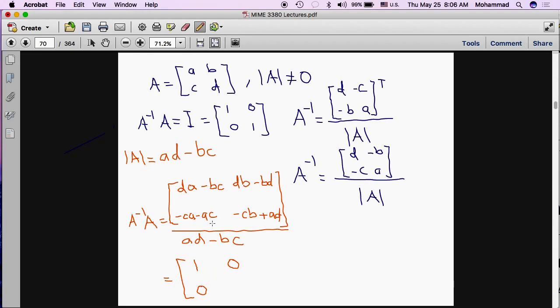Of course not. Let me see if we made a mistake here. Because minus CA minus AC is not 0. So let's go to row 2, column 1. So row 2, column 1 is this row multiplied by column 1 at A. So the first element is minus AC, but the second element is plus AC. So I made a mistake here. I apologize. So let's correct that.